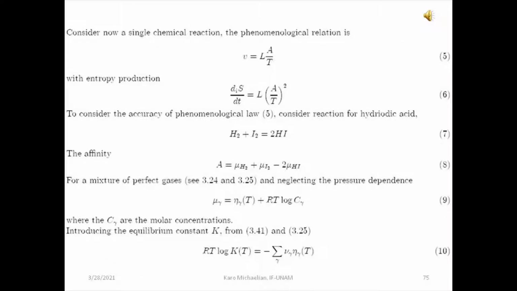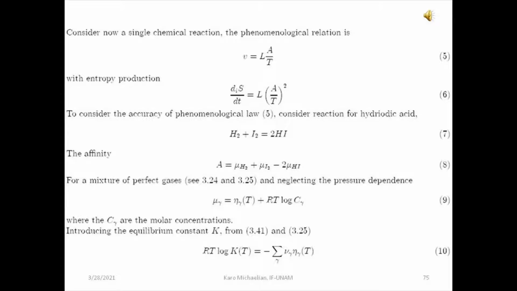Let's consider now a different irreversible process, which is the chemical reaction. We consider that we have a single chemical reaction occurring in the system, and for that system, the phenomenological relation is that the flow, the rate of the reaction, is equal to some constant L times the force, which is just the affinity over the temperature, equation 5. Since the entropy production is just the flow times the force, where the flow is equation 5 and the force, remember, is A over T, the entropy production then becomes L times A over T squared.